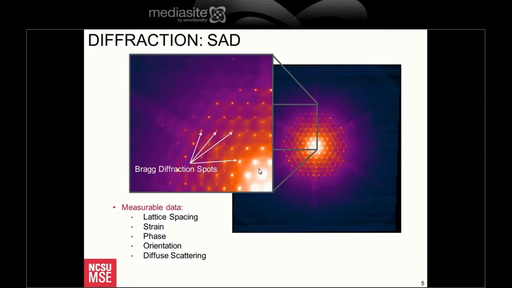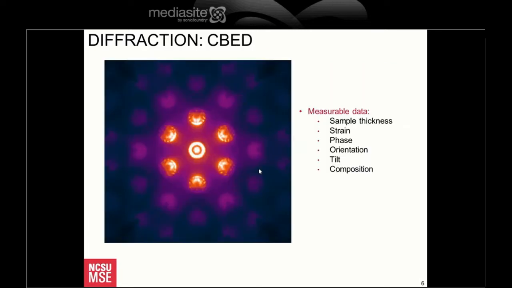For selected area diffraction, each Bragg diffraction spot represents one plane in the crystal structure. From this data, we can then calculate the lattice spacing along those planes. We can use that information to calculate strain and phase. From the relative intensities, we can capture orientation and diffuse scattering as well. From CBED, or converged beam electron diffraction, we can capture sample thickness, strain, phase, orientation, tilt, and even composition.